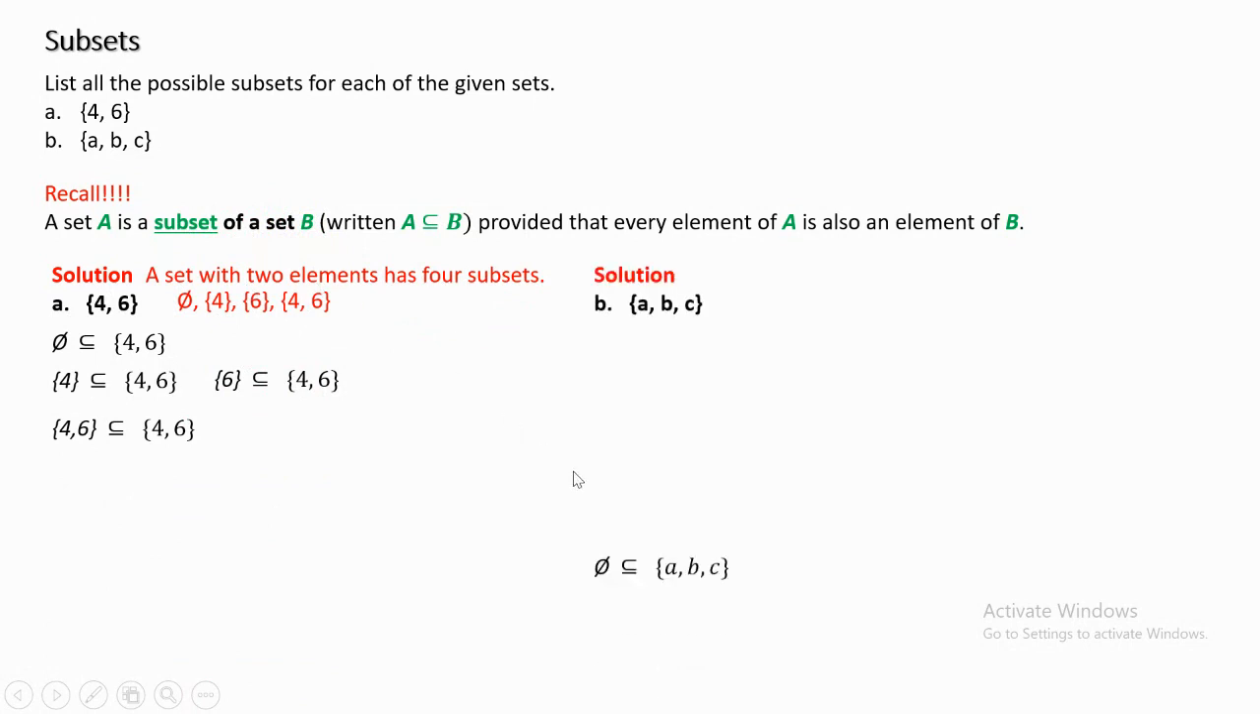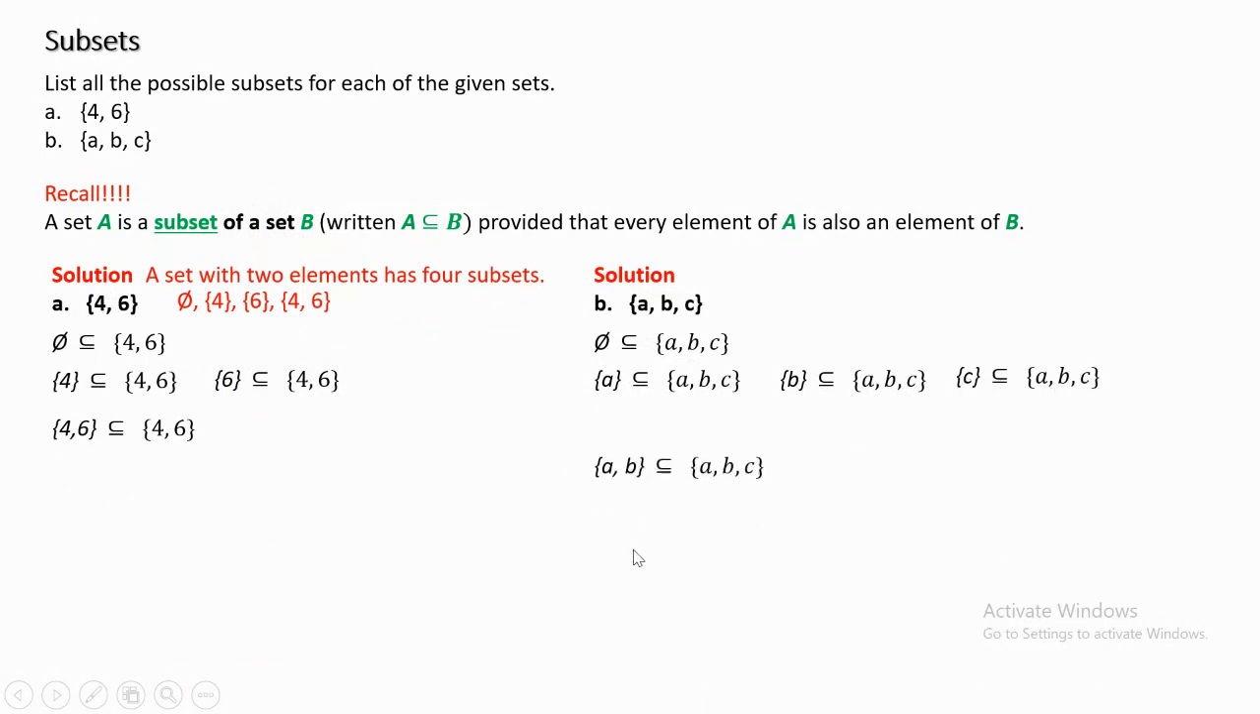Now let's do B. Again, the empty set is always a subset of any set. Now let's go in order, one at a time. The set containing A is a subset of the set A, B, and C. The set containing B is a subset of the set A, B, and C. And the set C is also a subset of the set A, B, and C.